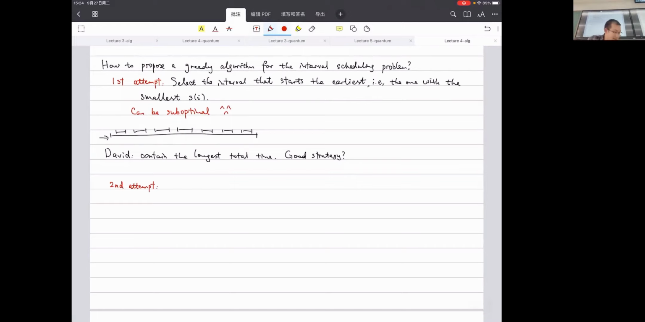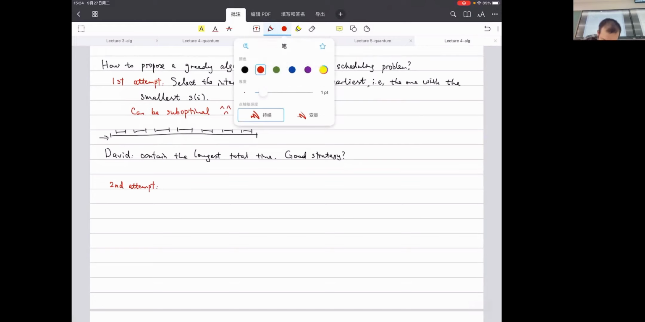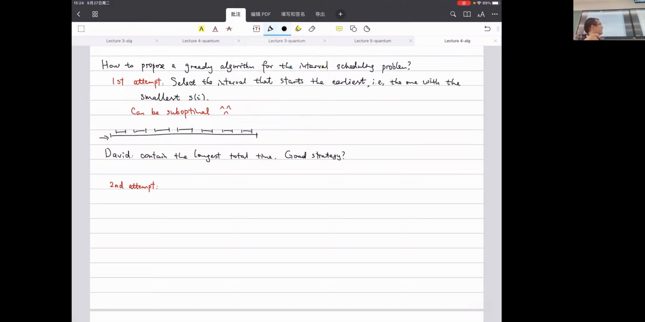For the first attempt, something really annoyed us: this interval is super long. It occupies a lot of things, and it's probably not the best strategy we can hope for. So a very natural second attempt is that we try to select the interval that takes the shortest time. I guess this is also something quite natural.